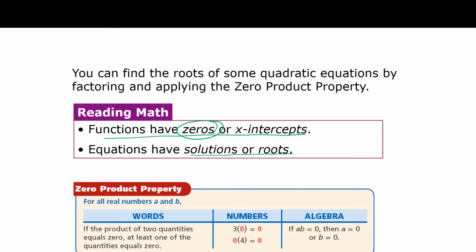If I have something that's equal to 0, 3 times 0 equals 0, so anything times 0 is going to equal 0. If the product of two quantities equals 0, at least one of the quantities equals 0. So this is going to be a really important thing to remember. If one of these two equals 0, the whole thing equals 0, and that's basic. You learned it in 2nd or 3rd grade, but it's going to be really important now in Algebra 2.